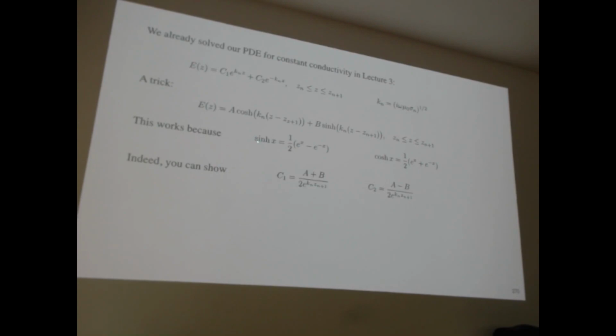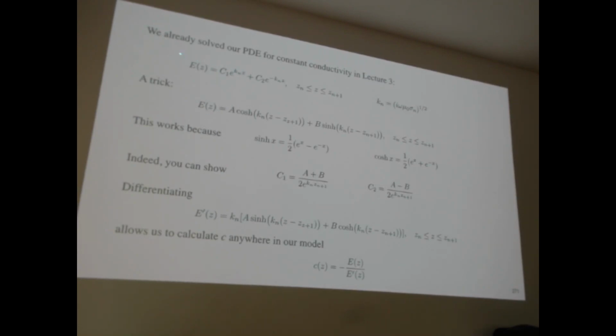This works because sinh of x is equal to this thing here, and cosh of x is equal to this thing here. And you can actually show that C1 is just (A plus B) divided by 2, using k_{n+1}, and C2 is (A minus B) over the same thing. So this is just a rearranging of the constants, but it works for us.